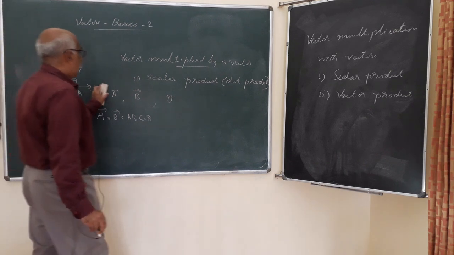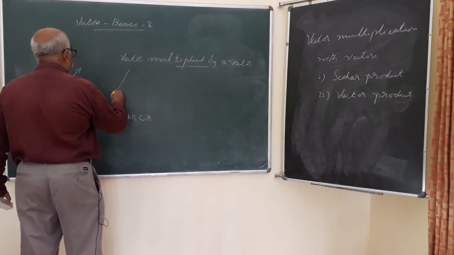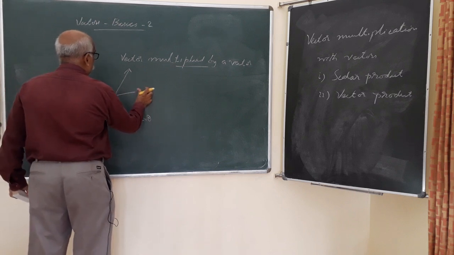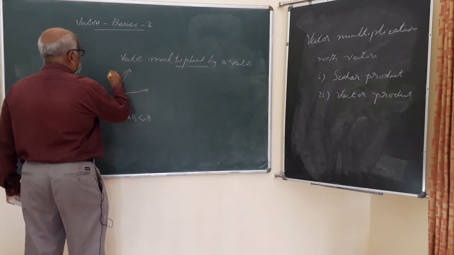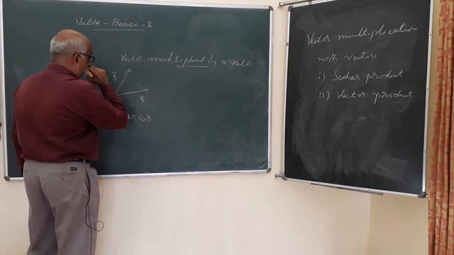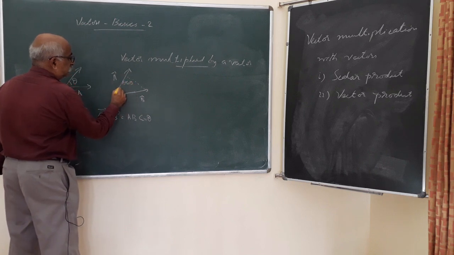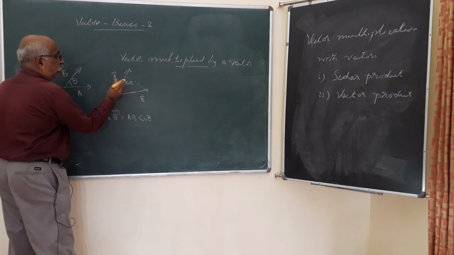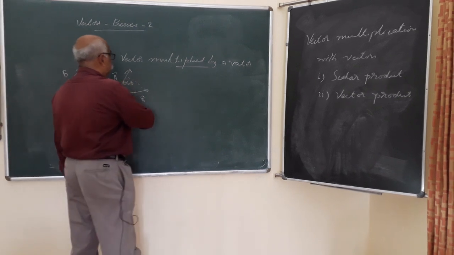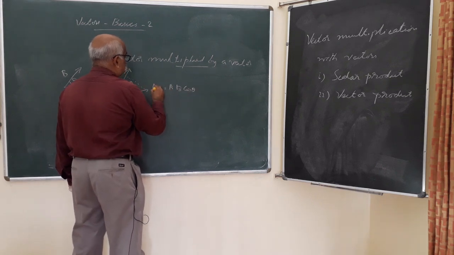It can be looked upon as follows: if A and B are vectors, you take the projection of vector B on A. If this is theta, the projection of B in the direction of A is B cos theta. That multiplied with the magnitude of A gives A B cos theta. This is A dot B.